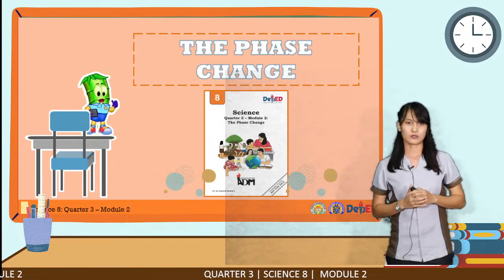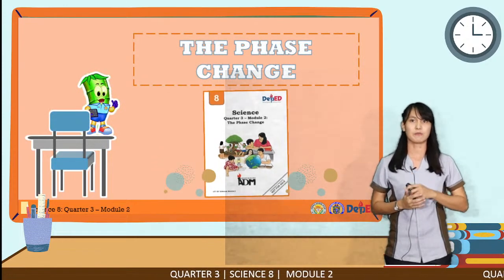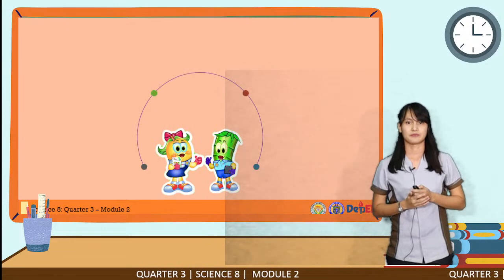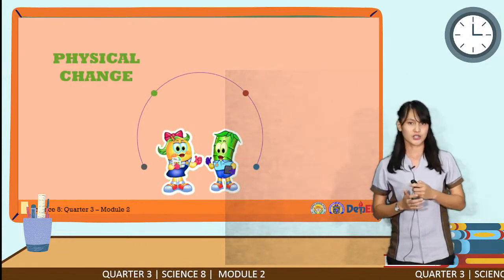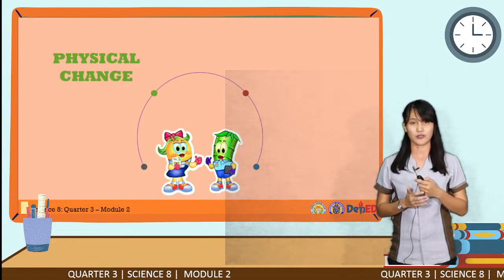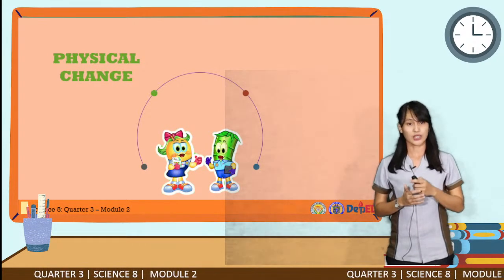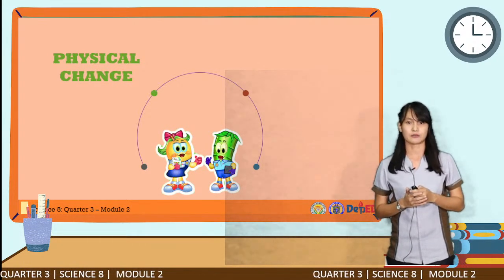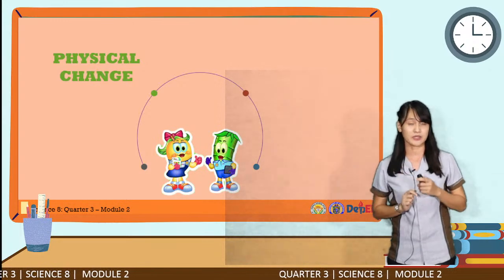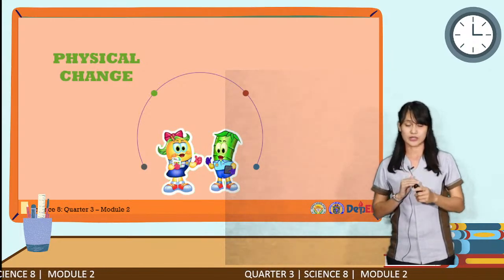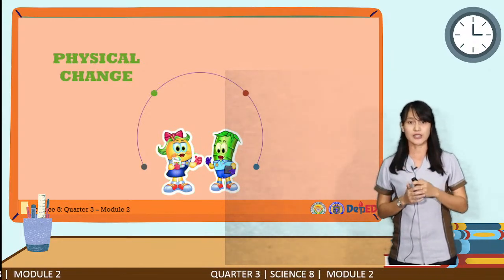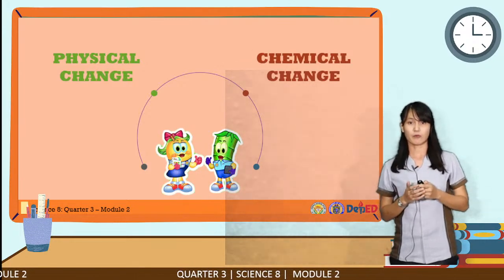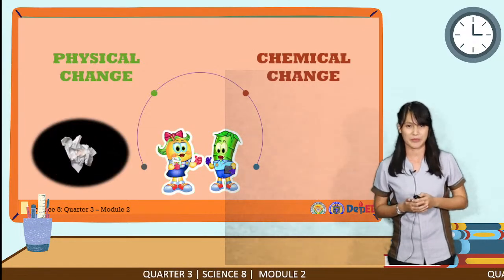Matter undergoes either physical change or chemical change. Physical change is a change in one physical state of matter to another without changing its chemical composition. Only the physical properties of a matter change during a physical change, which includes changes in size or shape, just like when you crumple a piece of paper.